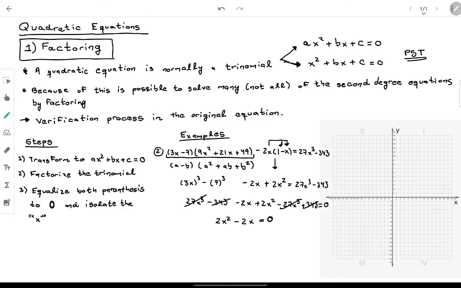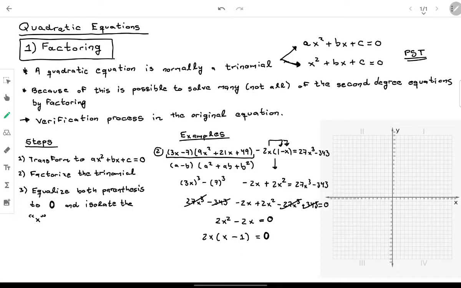How can we solve this one? We can use the factoring case. In this case, which case of factoring can we use? We can take out a common factor, the greatest common factor. So we can take out a 2x to become 2x squared multiplied by x, and 2x to become minus 2x multiplied by minus 1 equals 0.